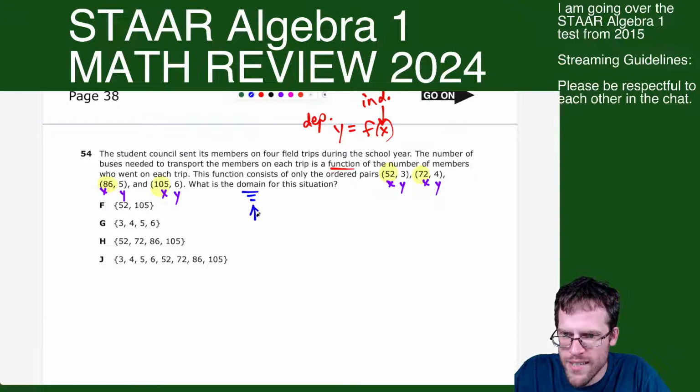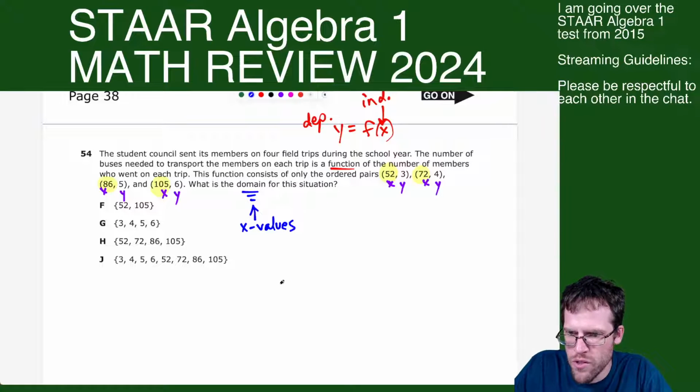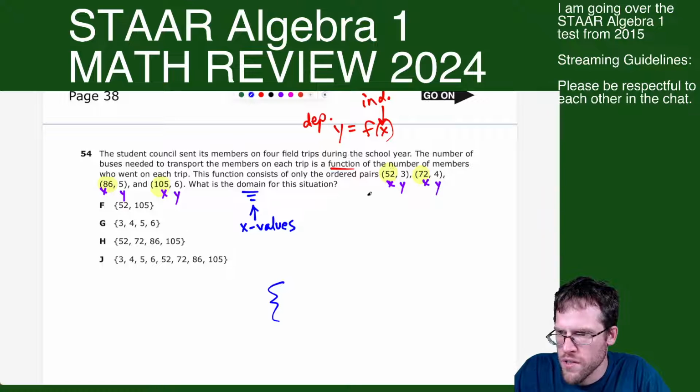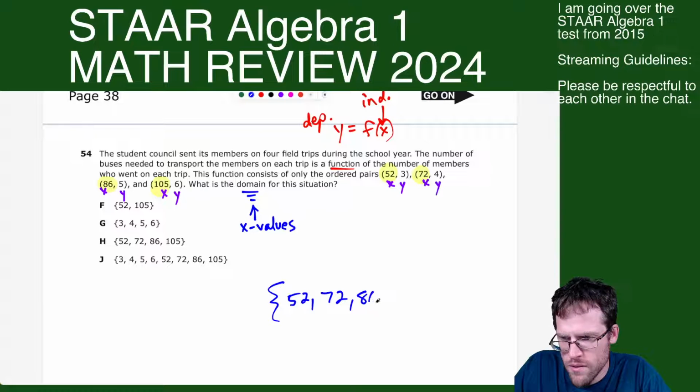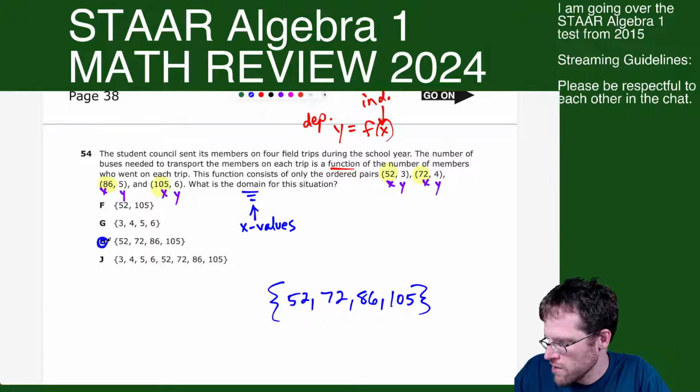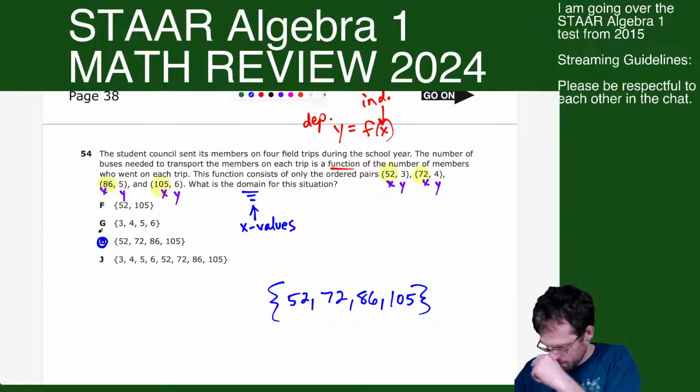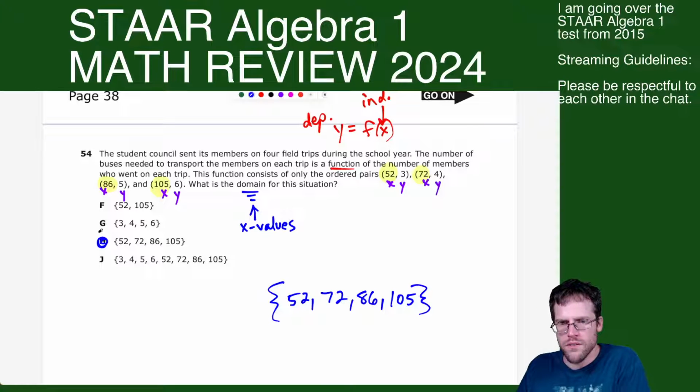The domain is the set of all x values. So if we look here, we use these curly brackets. The first x was 52, and then 72 people went on the trip, and then 86, and then 105. And now we look, and this matches up with choice H. So this is our answer. Double check that I didn't. Yep, we're good. Awesome. We made it.